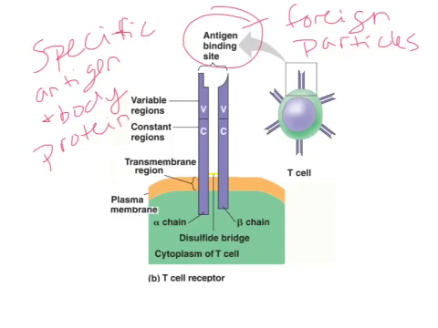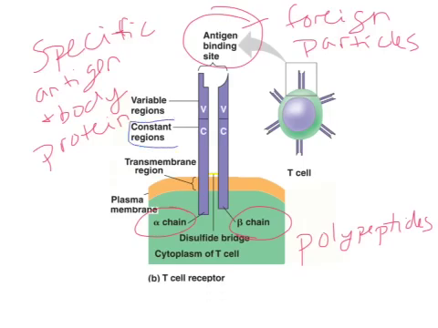So the receptor itself is made up of two polypeptide chains. I've got an alpha chain here and a beta chain here. Again, these are polypeptide chains, like little mini proteins, right? Lots of amino acids here. The alpha and the beta chain both have two regions. They have a constant region and they have a variable region.